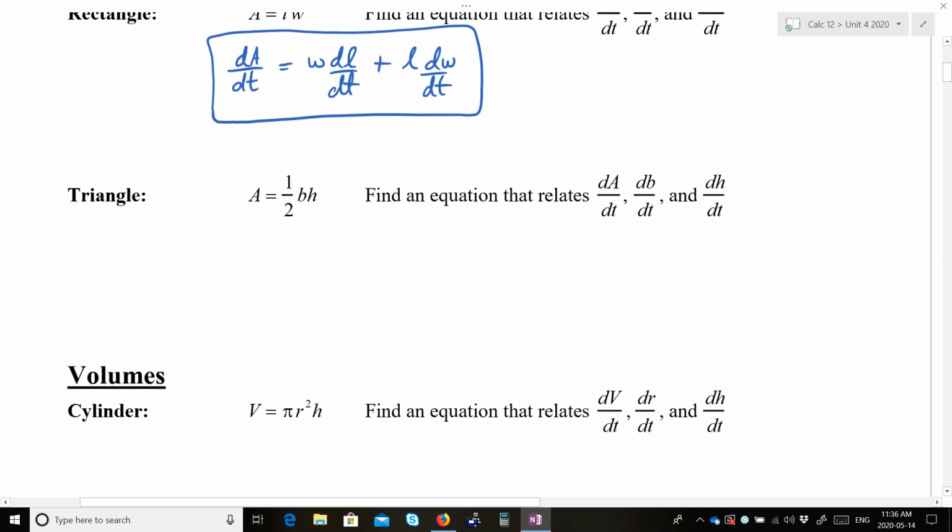Okay, so with a triangle, find an equation that relates dA/dt, dB/dt, and dH/dt. The area of a triangle is a half times the base times the height. So the derivative of A is 1 dA/dt. You can leave the 1/2 out front, and then we do the derivative of B. So I'm going to leave the h out front and then go dB/dt, plus regular b, and then dH/dt. And that's how that relationship would go.